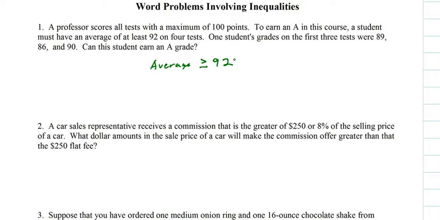So let's write out his average. He has an 89 on his first test, plus an 86, plus a 90, plus the fourth test. So right there, 4 tests are being given. And for average, you add them all up, and you divide it by the number of tests. So our average must be greater than or equal to 92. And that's our equation. So now to solve this, we must multiply both sides by 4.